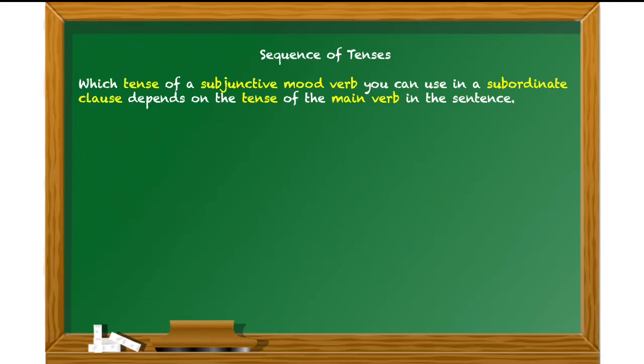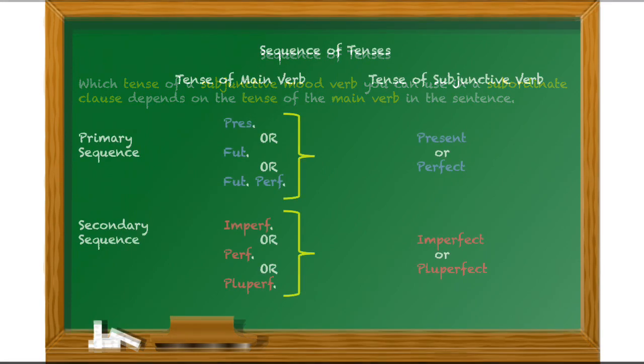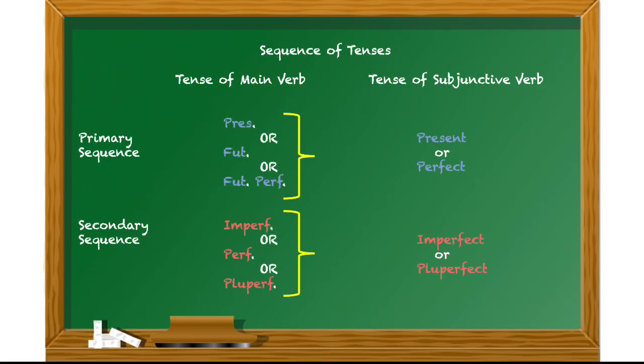In this video, we talk about something called sequence of tenses. And you're going to want to copy this little chart exactly as you see it on the screen. So I'll talk you through it as you are copying it. You'll notice you have two columns, the tense of the main verb and then the tense of the subjunctive verb.